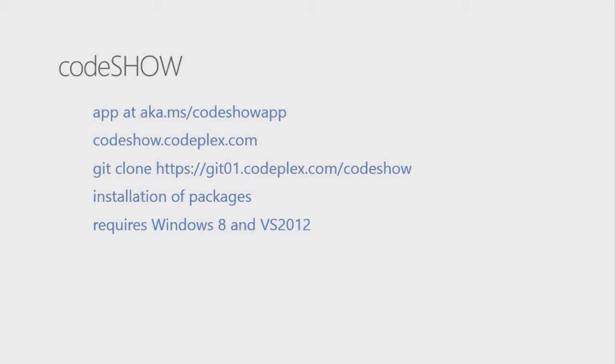And you may remember that we asked you to download it from CodePlex, install it on your machine, and roll with it. It still pretty much works that way, but there are a couple of other improvements, I think, in various ways. First of all, if you go to aka.ms/CodeShowApp, that's the short link that'll take you right to the Windows Store landing page for the CodeShow app. So if you're running Windows 8, you can go download CodeShow for Windows 8.